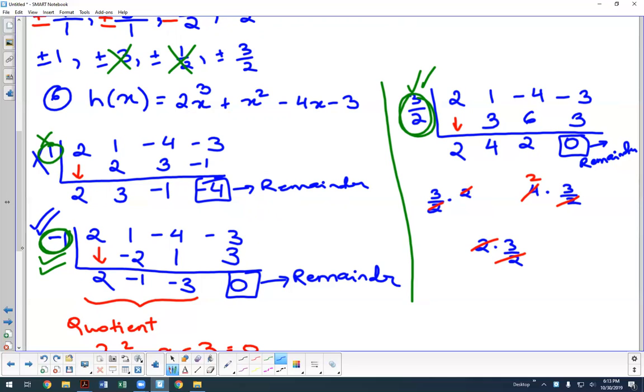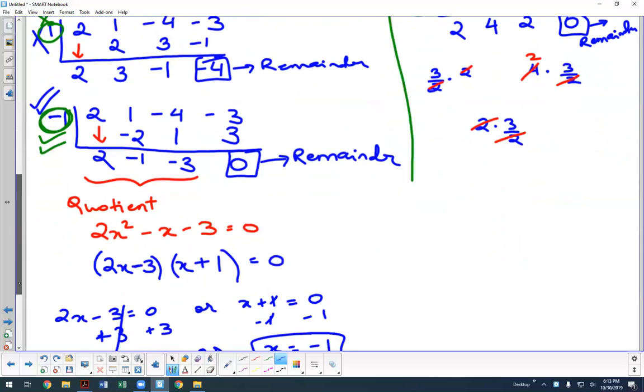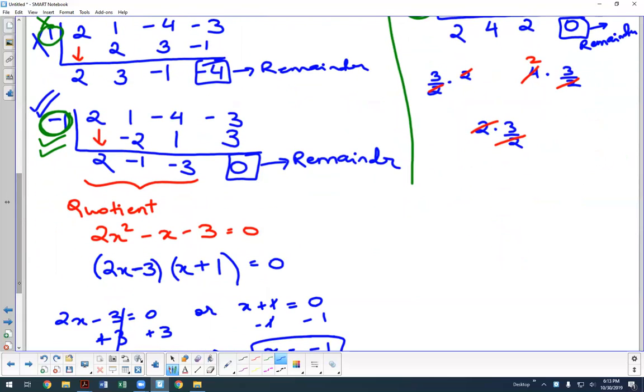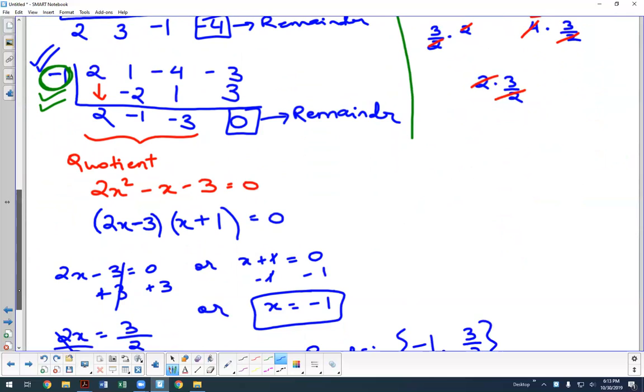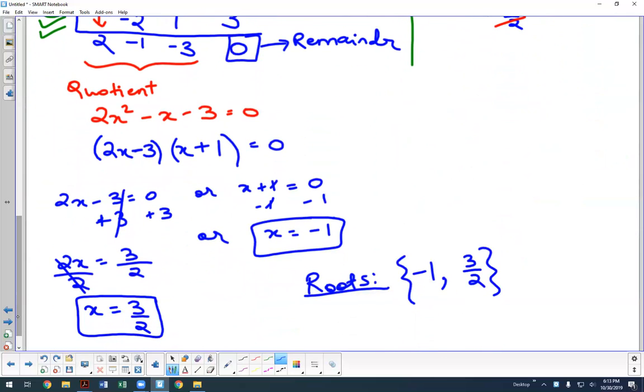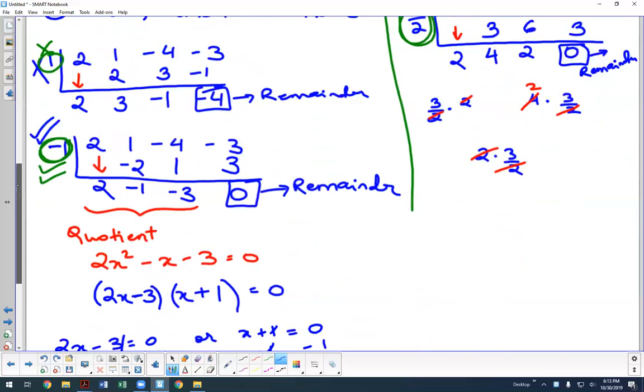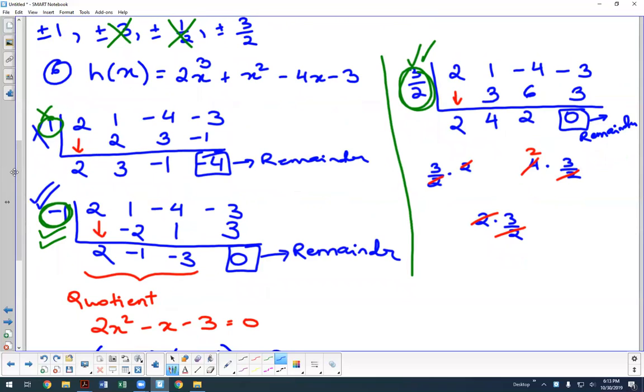To find the others, just take the quotient and break it down. If it's a second degree polynomial, you can try factoring or the quadratic formula to solve it, and you should get additional zeros from that. So you wouldn't have to go back and check any more of your list. Okay, so that's what I'm suggesting here. All right, guys, questions on number 6.